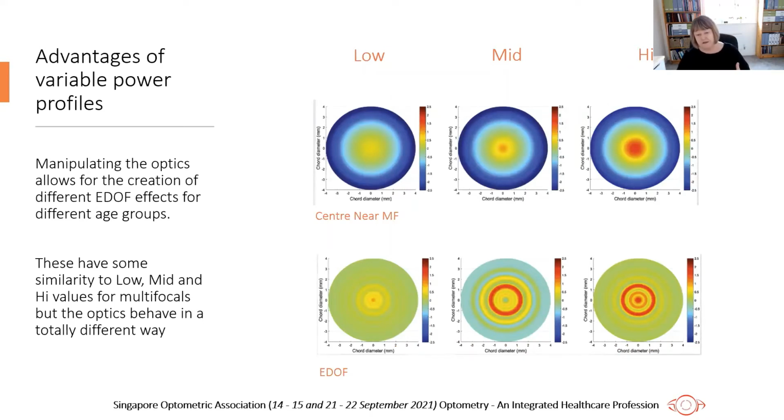Now, when you have this type of variable power profile, you can change the power profile to make the equivalent of a low, mid and high type of lens for presbyopia. And as you can see here, if you've got a center near multifocal, as you increase power for higher levels of presbyopia, you're increasing the near and in the middle. When you do this for extended depth of focus lens, you're actually changing the design to stretch out those light packets over the area more over a lot larger distance.